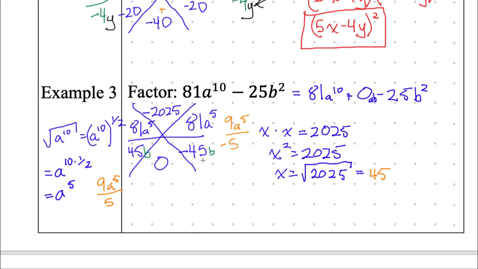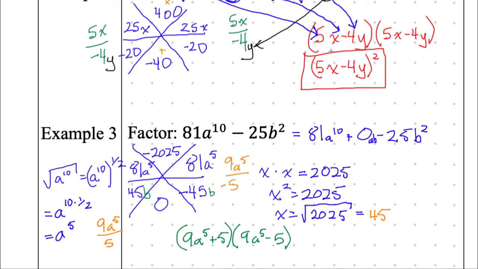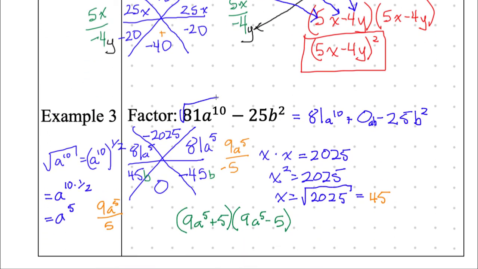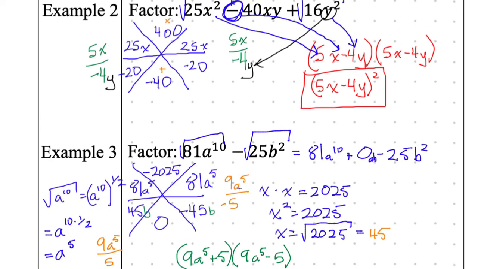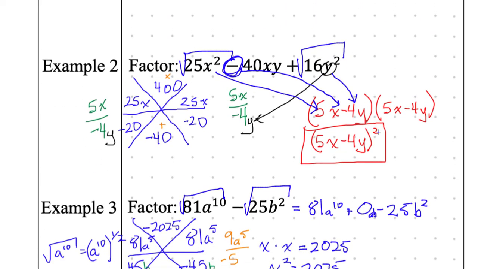So our final answer here is 9a to the power of 5 plus 5 and 9a to the power of 5 minus 5. We have a conjugate pair. Again, the shortcutting method is very similar to the last one, where you take the square root of the first. Square root of 81 is 9. Square root of a to the power of 10 is a to the power of 5. Take the square root of the last. And if I'm only having 2 terms, then it's going to be a conjugate pair. If I have 3 terms, then I need to square it and then copy down the middle sign.